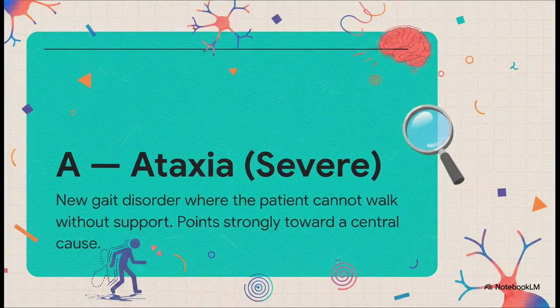Then we have A for severe ataxia. Look, if a patient suddenly can't walk without help because of major incoordination, that is a huge red flag. We're not talking about the little bit of unsteadiness you might see in BPPV. This is a profound loss of coordination that points strongly to a central cause.